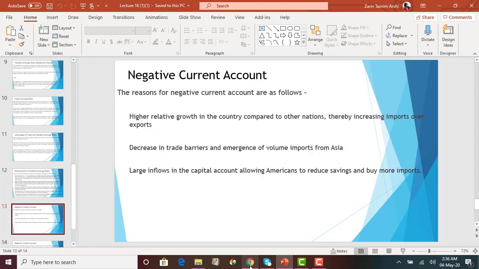Now, countries can have a negative current account balance. That can be a good thing or a bad thing, but in the long term, the balance of payments should always balance. When a country has a negative current account, it means the country is experiencing higher relative growth compared to other countries. Thereby, their imports are more than their exports. It also probably means there is a decrease in trade barriers, so there are more imports. Lastly, there is a large inflow in the capital account, allowing Americans to reduce savings and buy more imports. So these are factors that can cause the current account in the balance of payments to be negative.